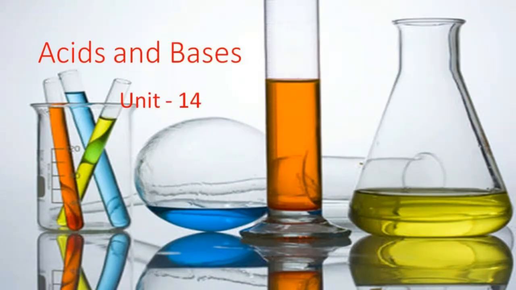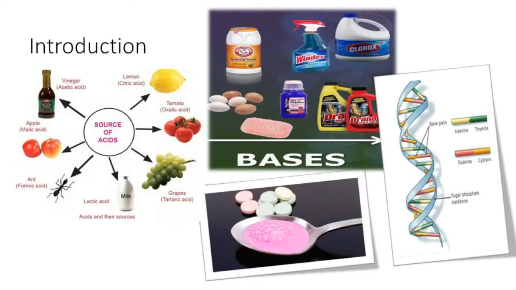Unit 14: Acids and Bases. Introduction. In our daily life, we come across different food substances. Some food substances like tamarind, grapes, curd, and lemon are sour. They are said to be acidic. Some substances like sodium bicarbonate and soap are bitter in taste. They are said to be basic.